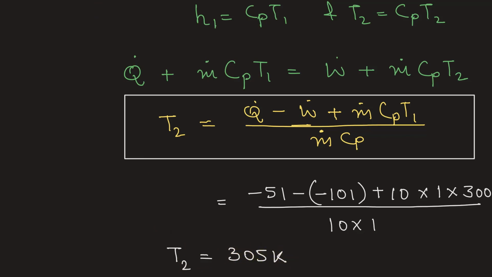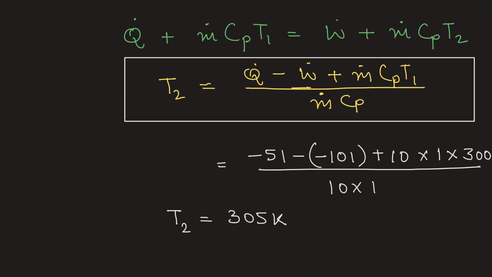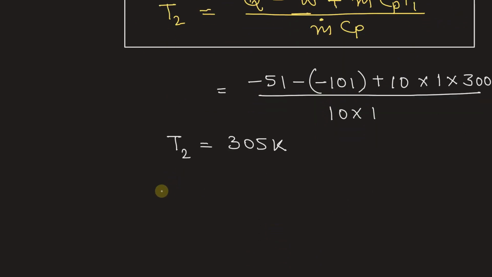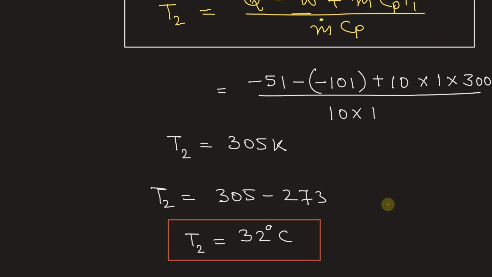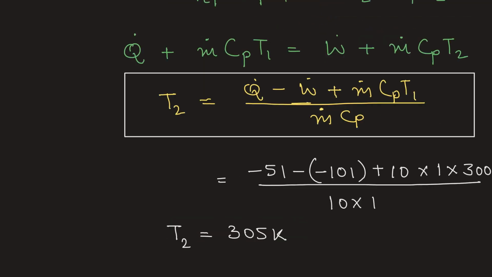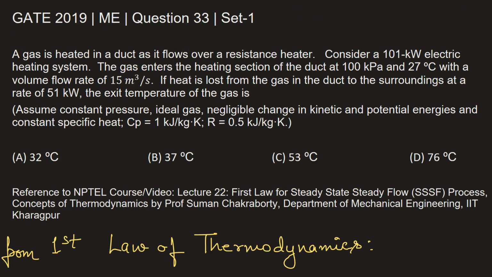And if you do the calculation, you will get T2 is equal to 305 Kelvin. So we need to find it in terms of degrees Celsius. T2 will be equal to 305 minus 273, and that comes out to be T2 is equal to 32 degrees Celsius. So the exit temperature that we needed to find is 32 degrees Celsius. Now let's match this answer with the given options. We can see here option A is the correct choice.